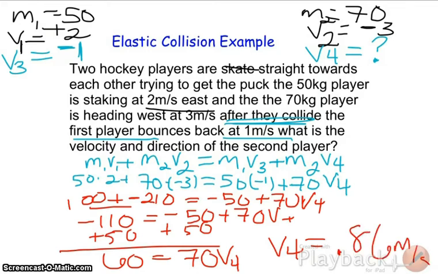So that's its velocity. Now its direction is positive, so it's going in the east, right? Velocity came out positive, so it's a, oh, sorry, I lied. Velocity came out negative, because that's a -60. So -0.86, so it came out west.